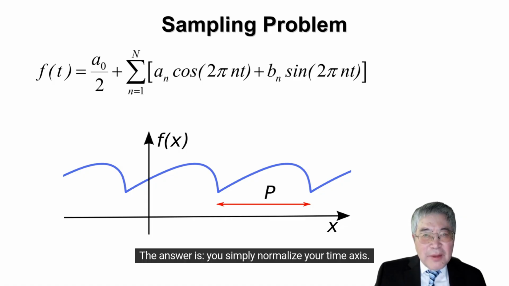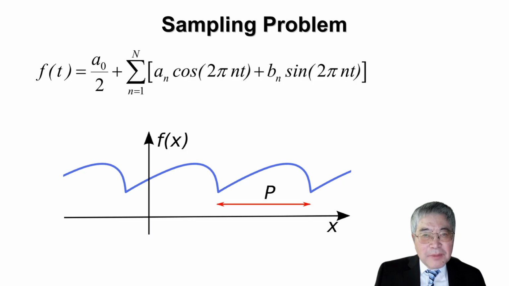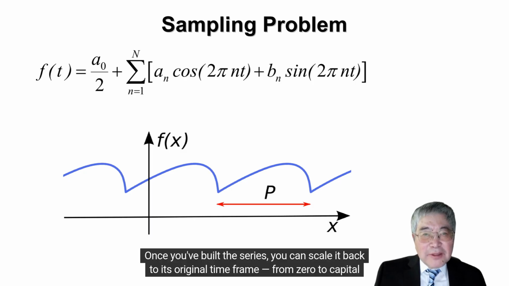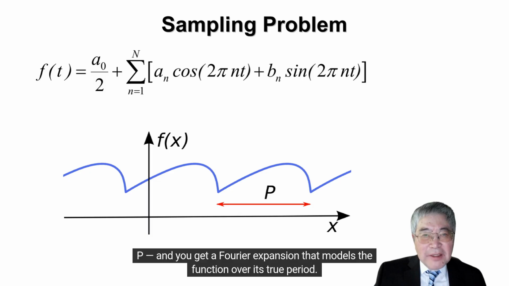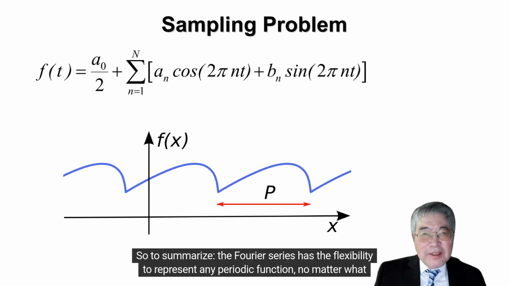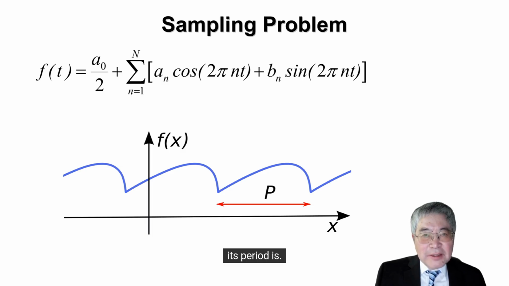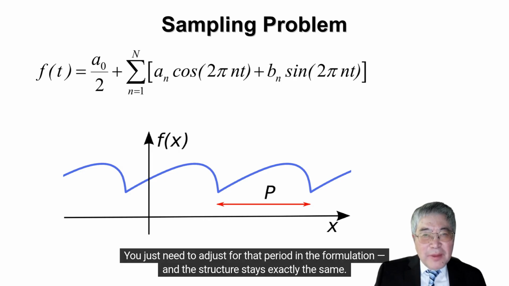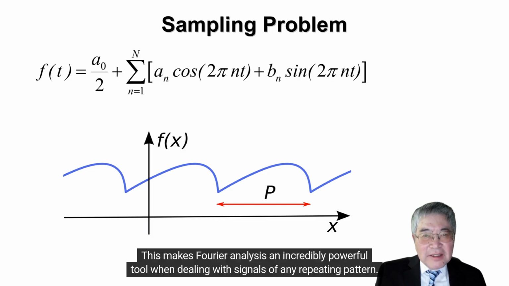The answer is you simply normalize your time axis. You scale the time so that the function fits into a unit interval. Then you apply the standard Fourier series there. Once you've built the series, you can scale it back to its original time frame from 0 to capital P, and you get a Fourier expansion that models the function over its true period. So to summarize, the Fourier series has the flexibility to represent any periodic function, no matter what its period is. You just need to adjust for that period in the formulation, and the structure stays exactly the same. This makes Fourier analysis an incredibly powerful tool when dealing with signals of any repeating pattern.